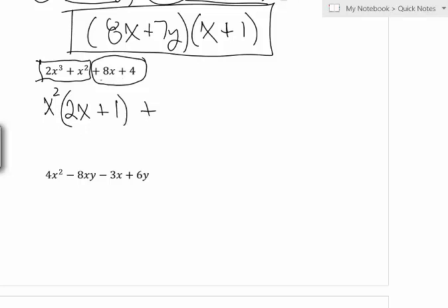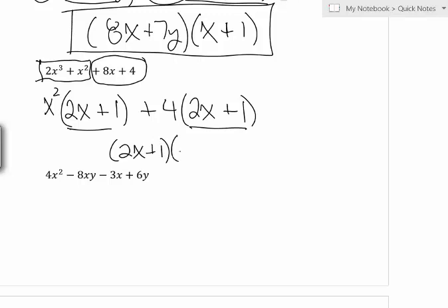Out of 8x and 4, the biggest number I can factor out of both of them is the number 4. 4 goes into 8 2 times. 4 goes into 4 1 time. Again, here's my common factor, 2x plus 1, and my second factor, x squared plus 4. Great.